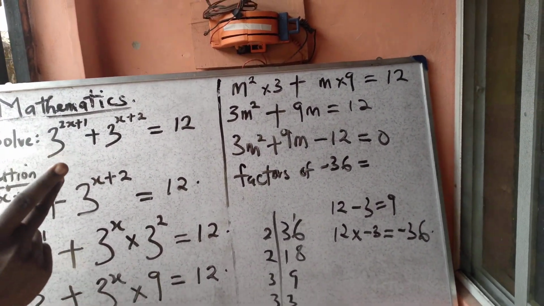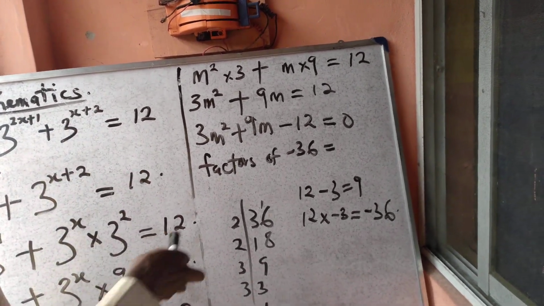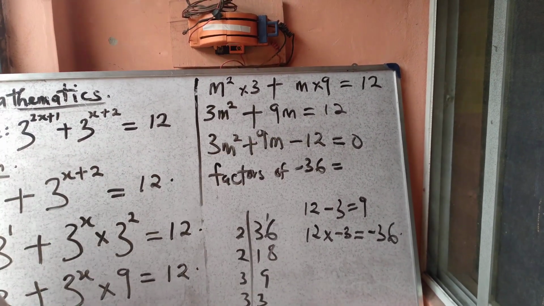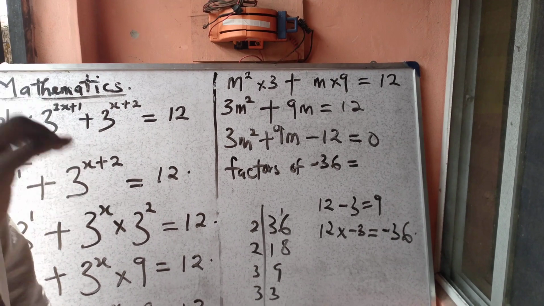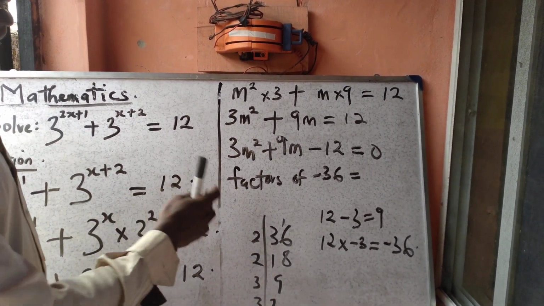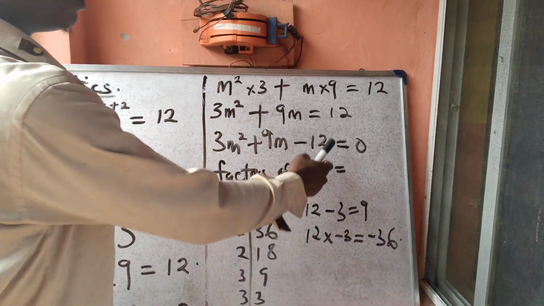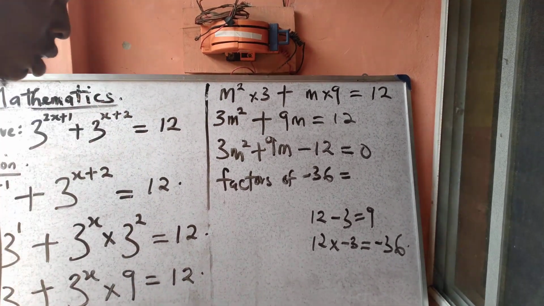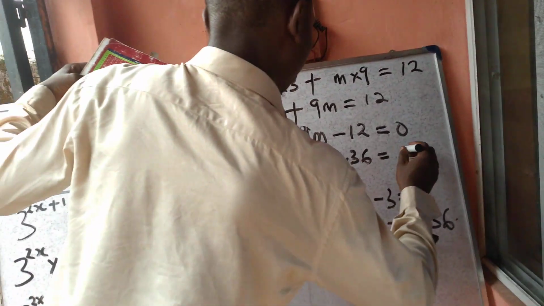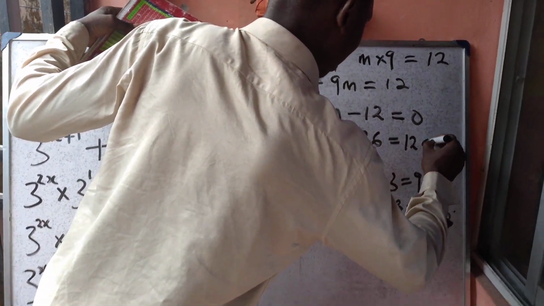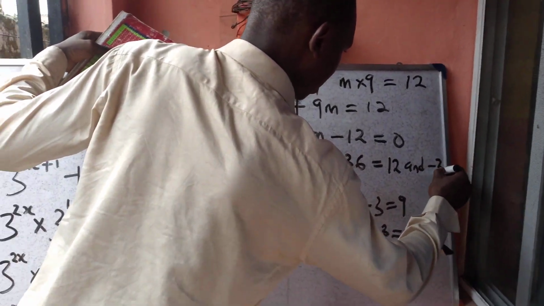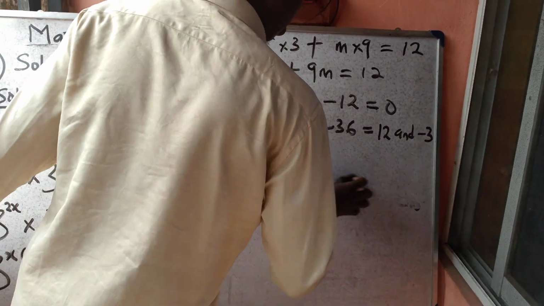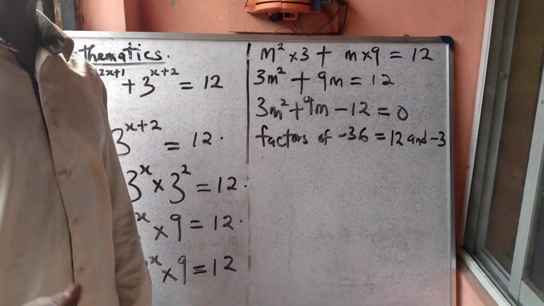Remember, I told you to obtain 2 factors such that when you add them, you will have the one in the middle, and when you multiply them, you have the one at the edge or at this extreme point. So, alright, 2 good factors, such that when you add them, you have the one in the middle. When you multiply them, you have the one at the end here. So now the factors of minus 36 are 12 and minus 3. Okay. Now what next do you do?